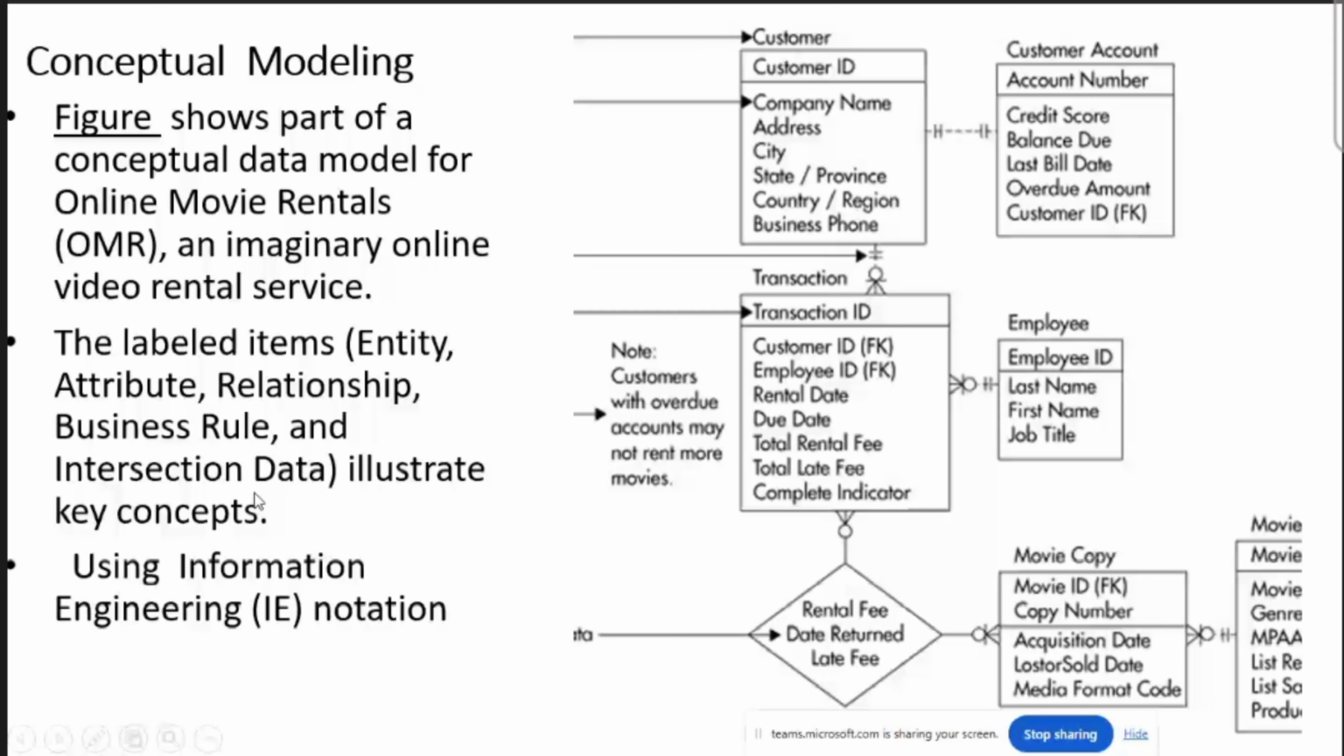So the elements we are looking for are the entity and the attribute. Attributes are nothing but, when we see transaction and we come down, we will see all the other elements that will help us link together as a family. So we have the entity, the attribute, the relationship, business rule, and intersection data as well.